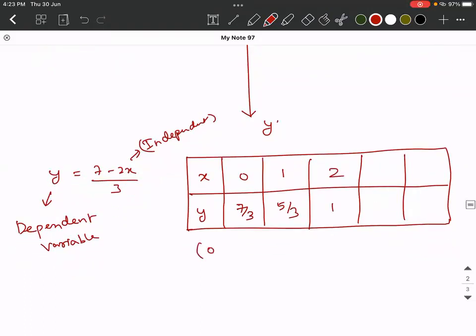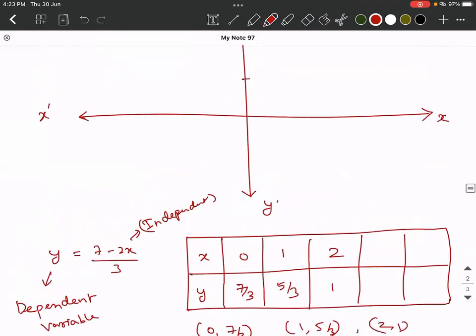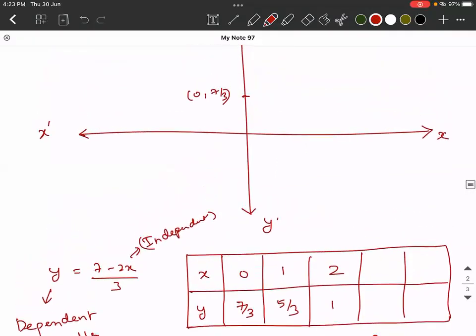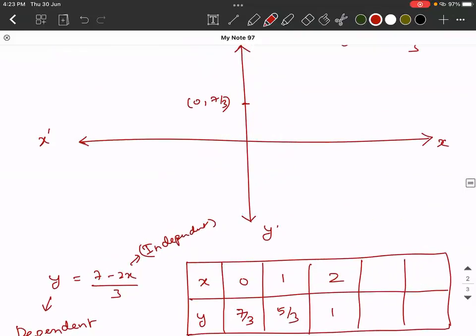So can I say (0, 7 by 3) is one of the points on that graph? (1, 5 by 3) is another point on the graph, and (2, 1) is another point on the graph. Now, if I take all these values, (0, 7 by 3) lies on the y-axis. Then (1, 5 by 3). So, where is (1, 5 by 3)? Is it decreasing or increasing? It is somewhere over here.